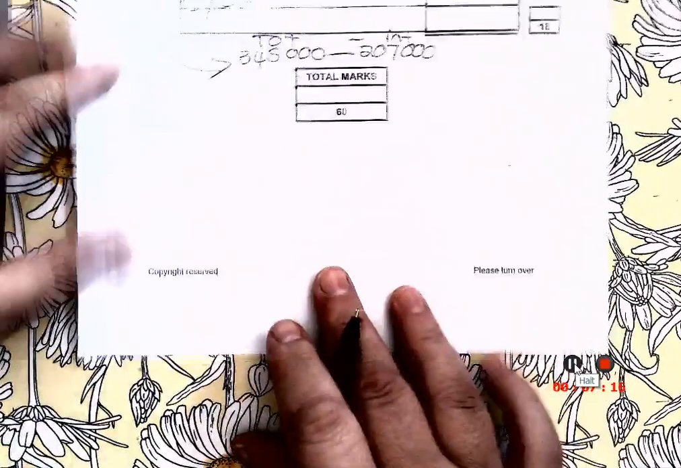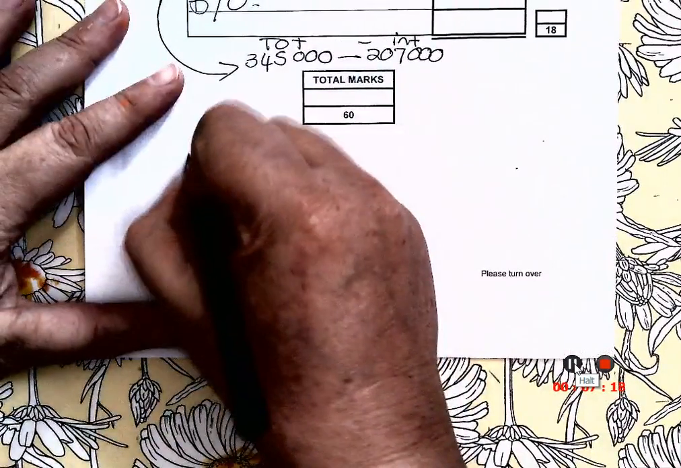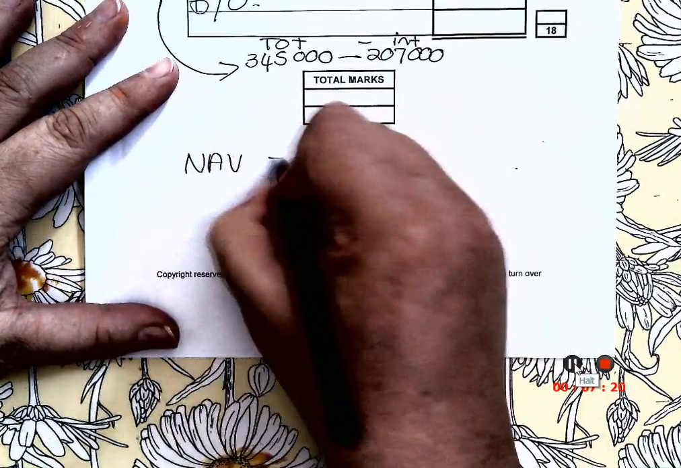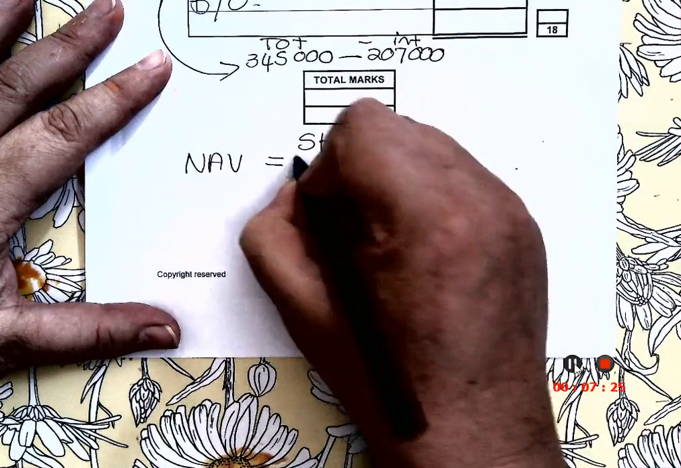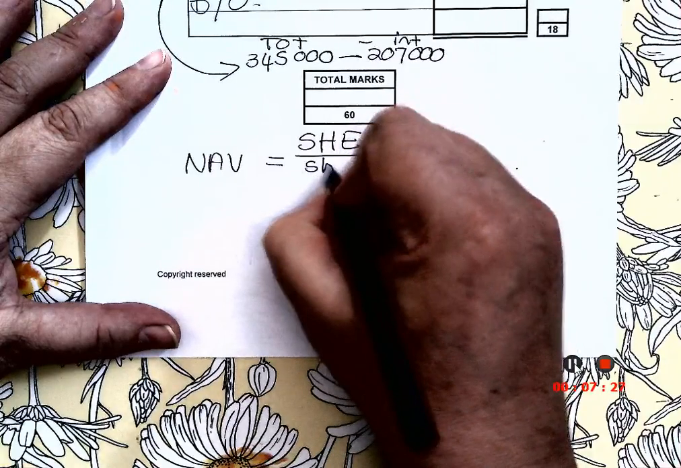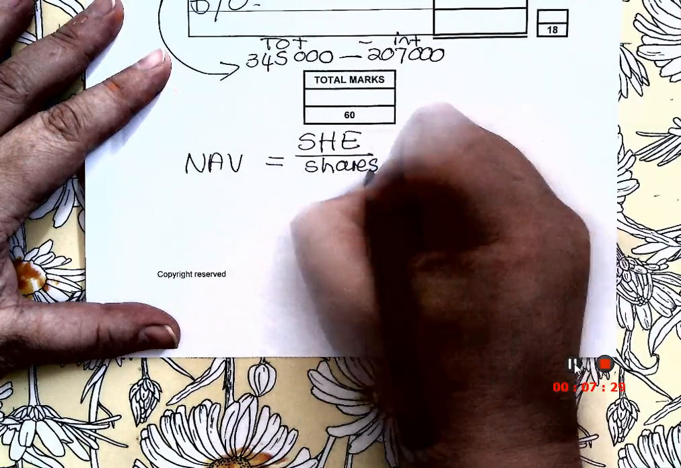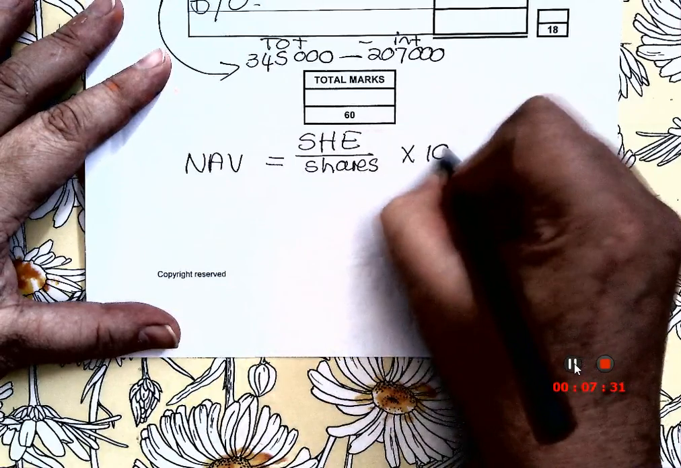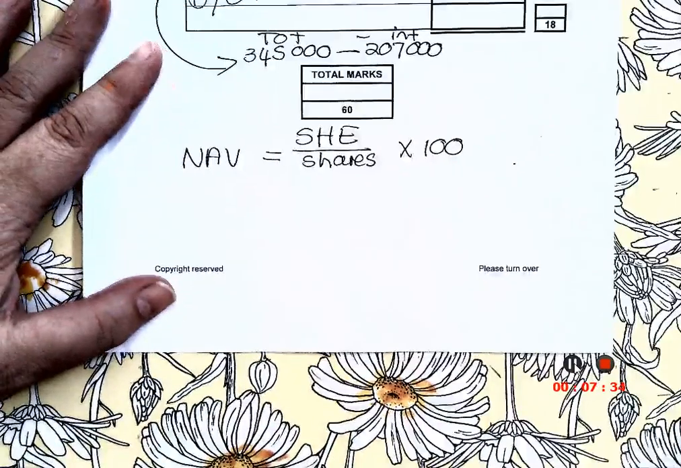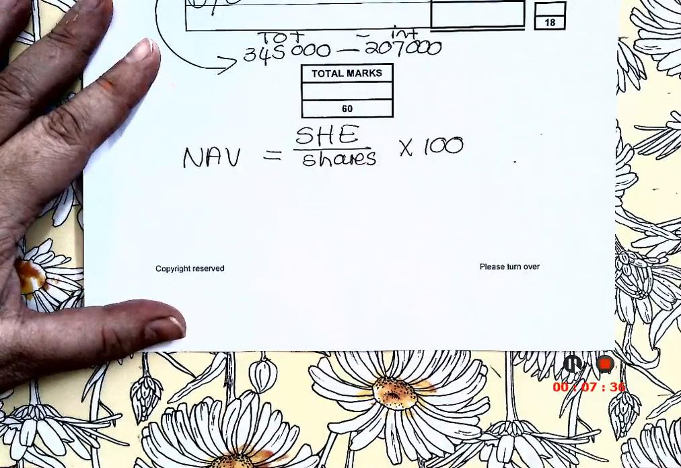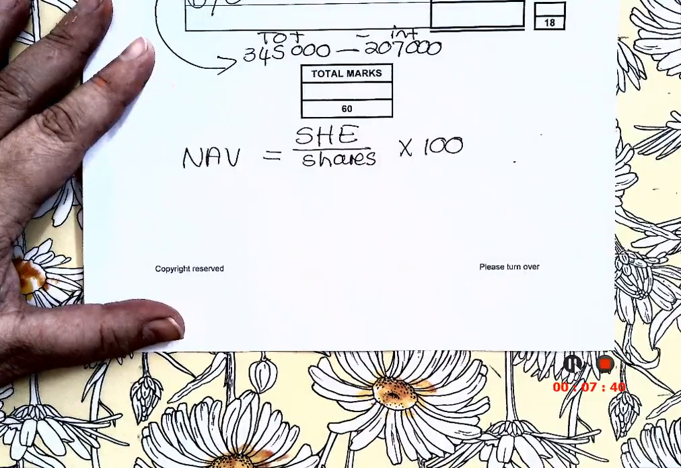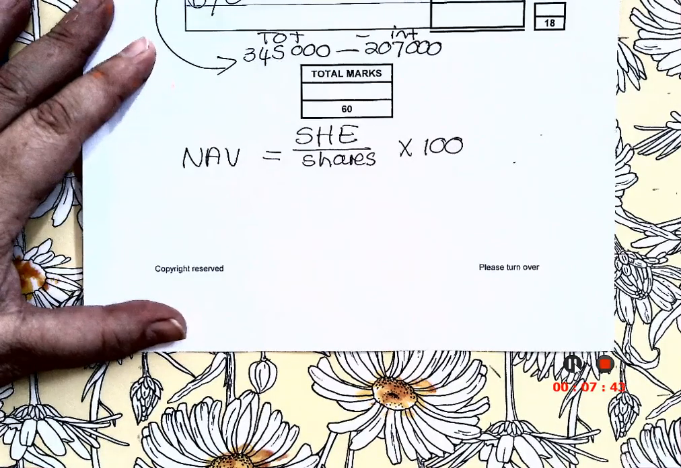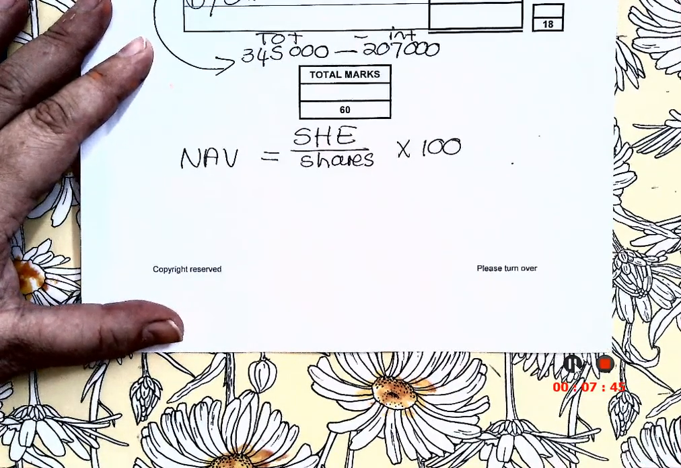So let's just quickly rewind. The NAV I get through saying shareholders' equity divided by the amount of shares in issue times 100. Okay, this is a ratio you need to know. We haven't learned it yet. I'm teaching it to you now. Okay, so NAV stands for net asset value.